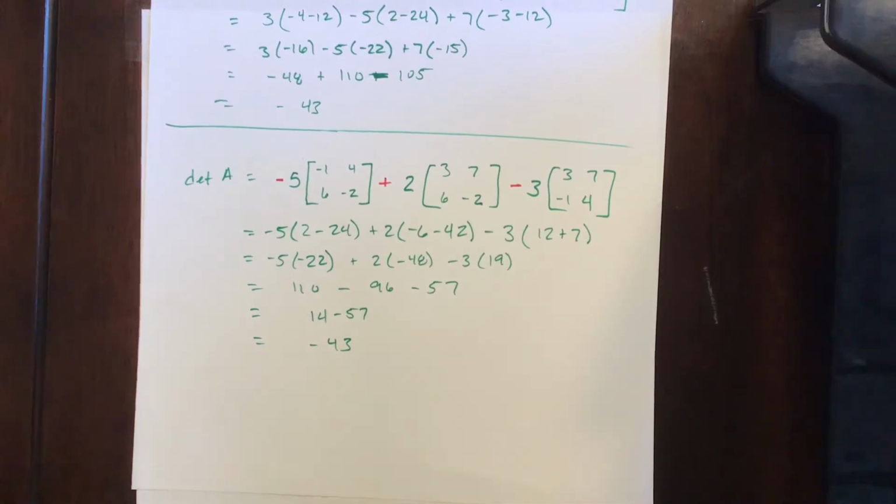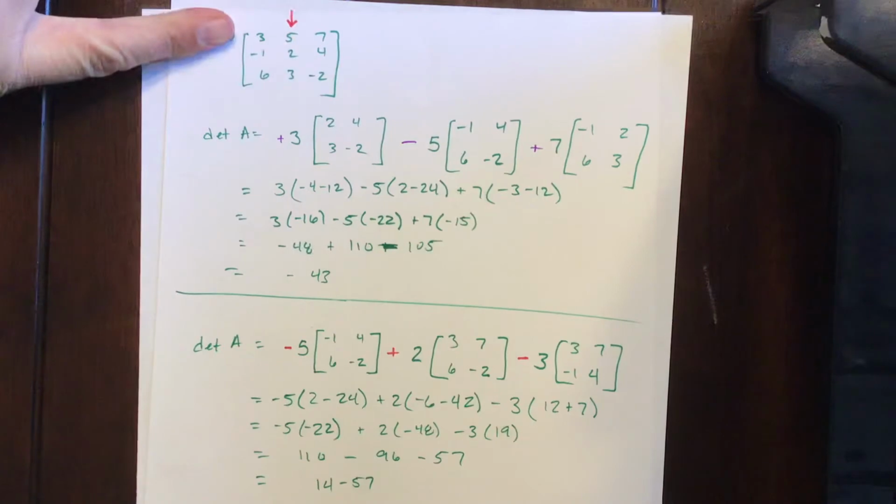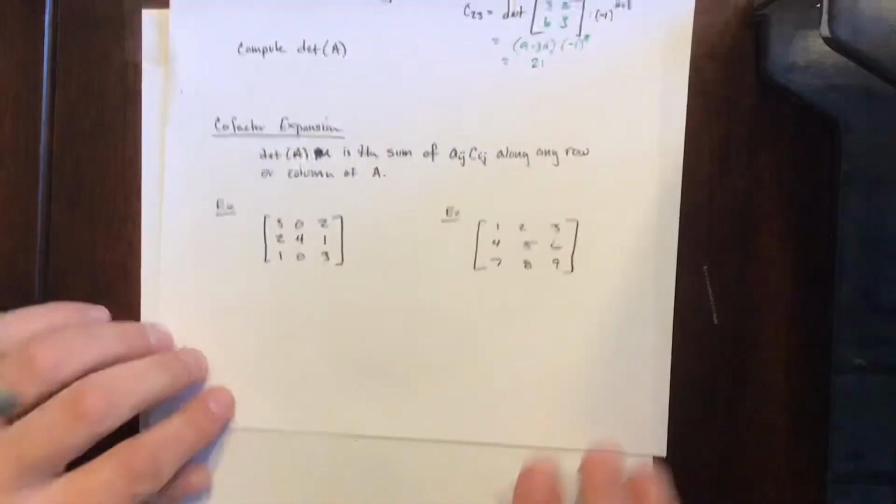All right. As you can see, if I expand across the first row, I get negative 43. Down the second column, I get negative 43. If I had done any other row or column, I would get the same answer. All right, back to the notes.